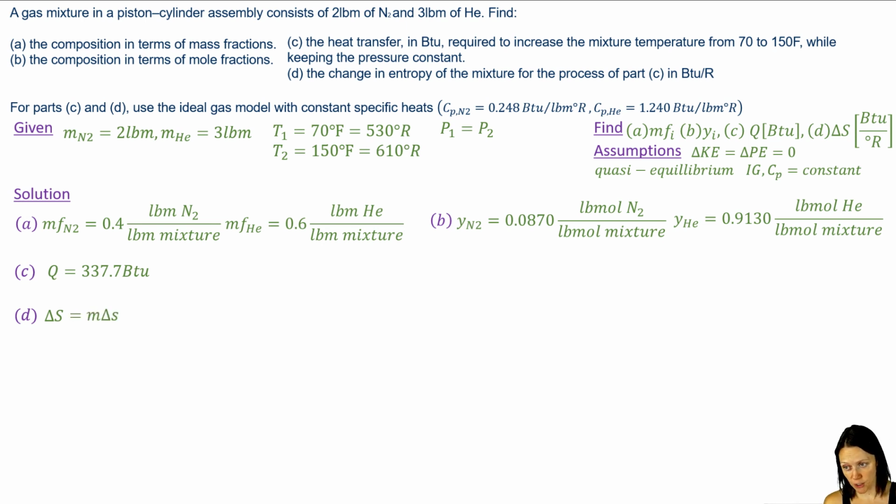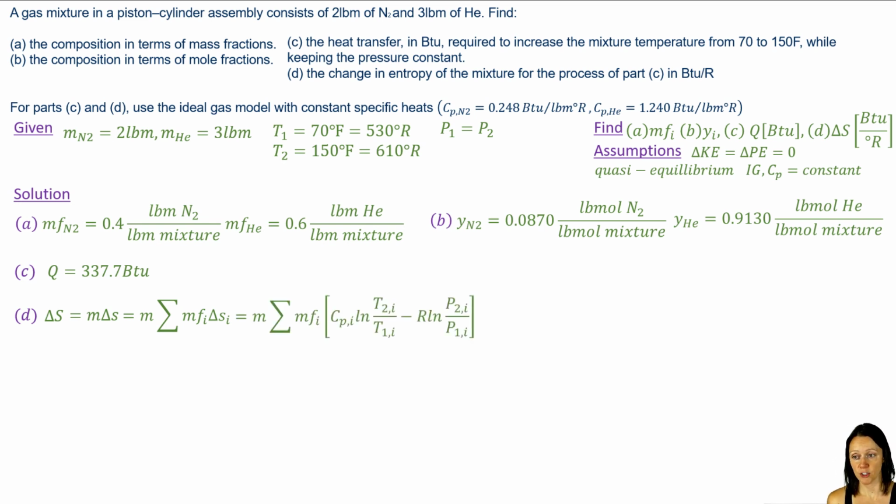So now I'm ready to look at part C. I need the change in the entropy. It's m delta little s, and that delta little s on my equation sheet for an ideal gas mixture, here we go, is a function of the mass fraction and delta little s for each of the components. And because I have an ideal gas with constant specific heats, I'm going to use the delta S equation for an ideal gas with constant specific heat. So it looks like this. You've got a mass fraction multiplied by delta S for an ideal gas with constant specific heats. So I get a Cp natural log T2 over T1 minus R natural log P2 over P1.